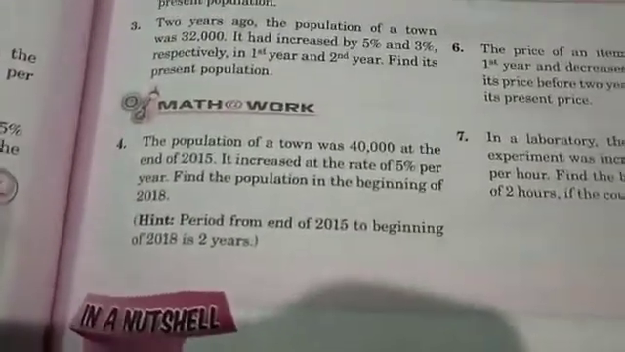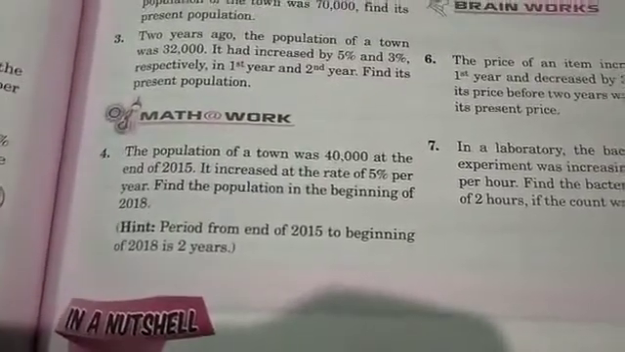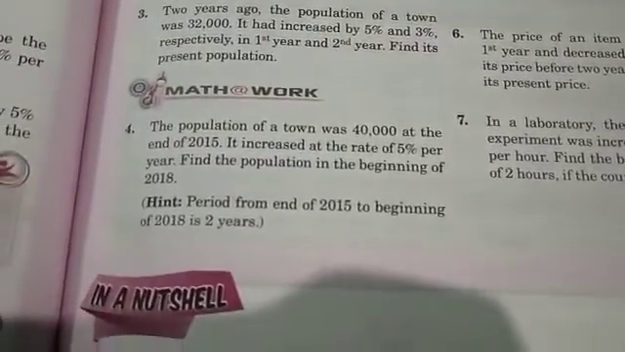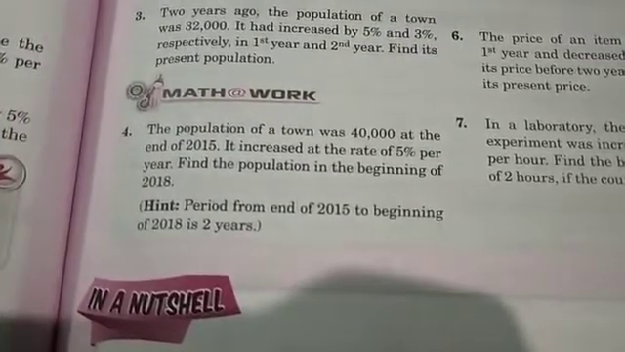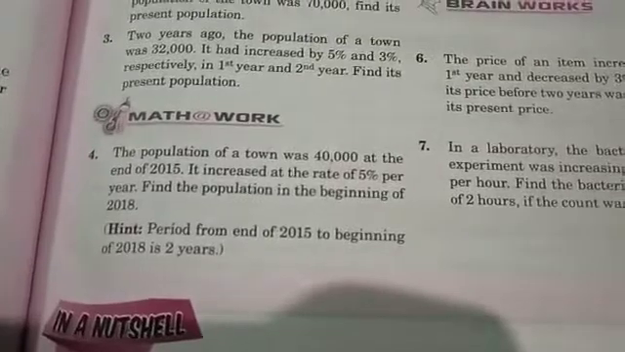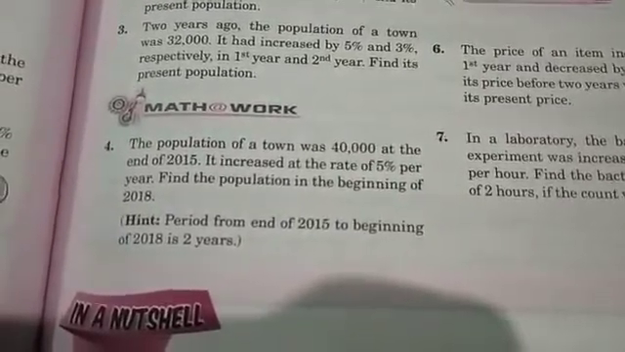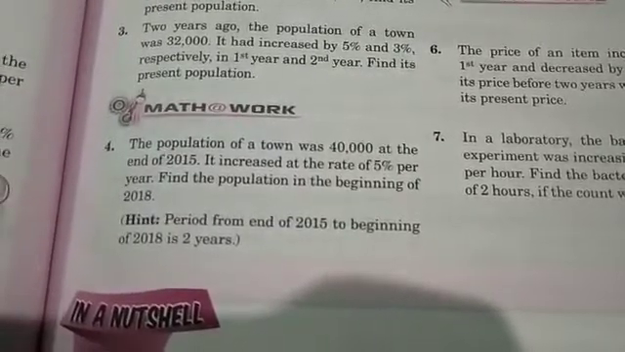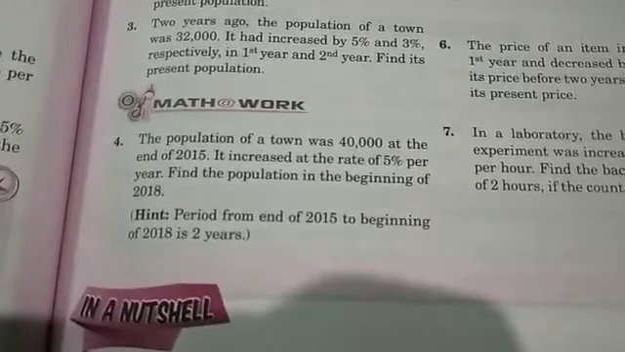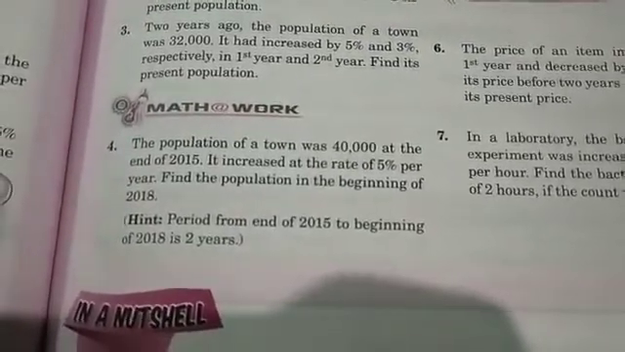Now question number 4. The population of a town was 40,000 at the end of 2015. It increased at the rate of 5% per year. Find the population in the beginning of 2018.